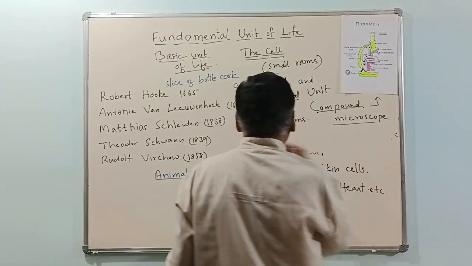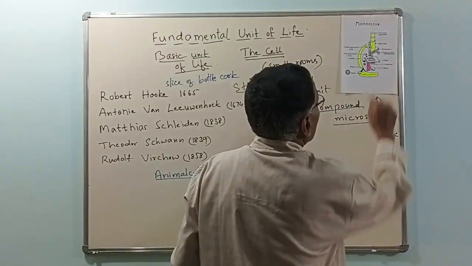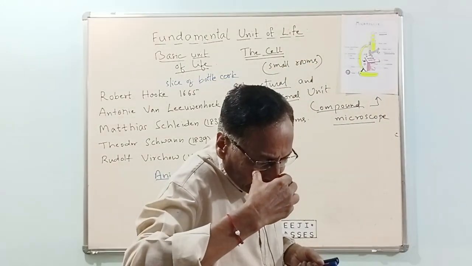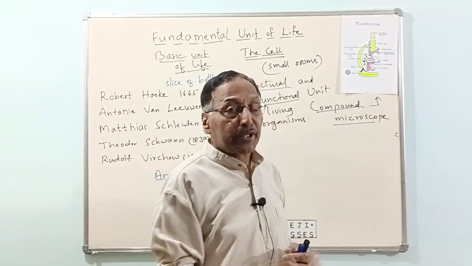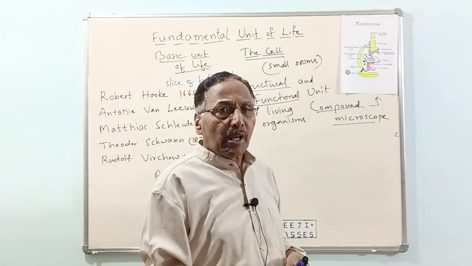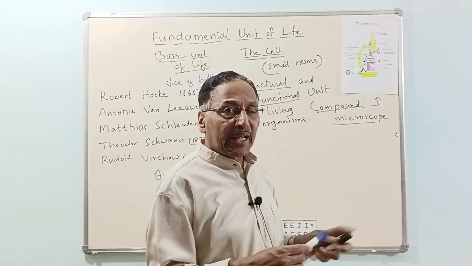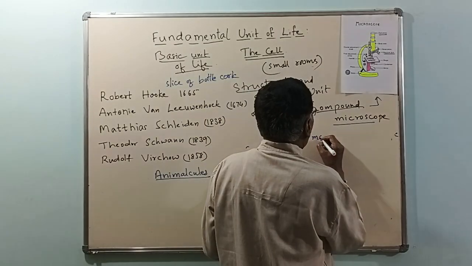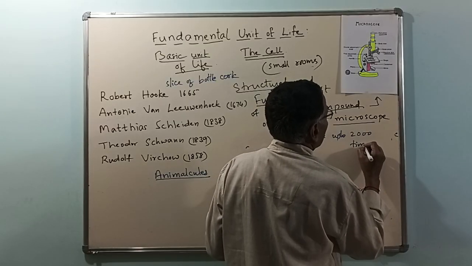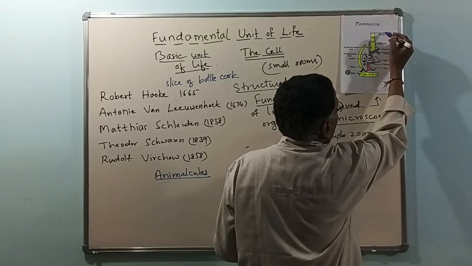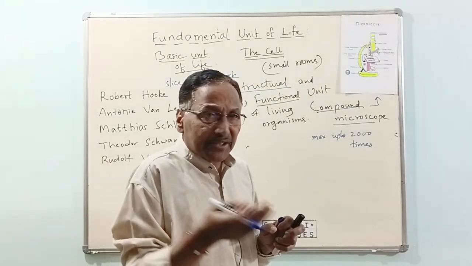This lens is for viewing, that's why it's called the eyepiece. And the objective has a higher magnification. It can magnify hundreds of times, a compound microscope can give a magnification maximum up to 2000 times, not more than that. So this is one lens, this is another lens. This lens is used to view the slides, the object, the cells.